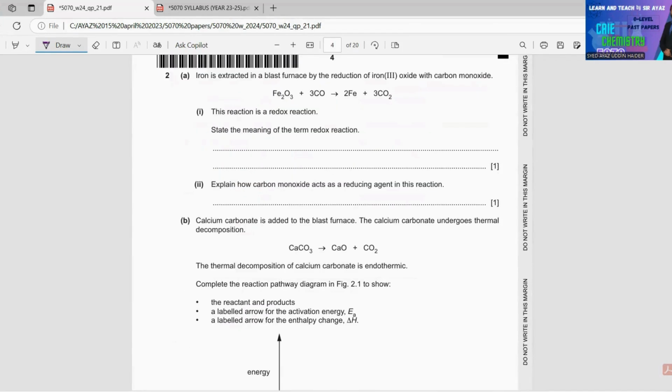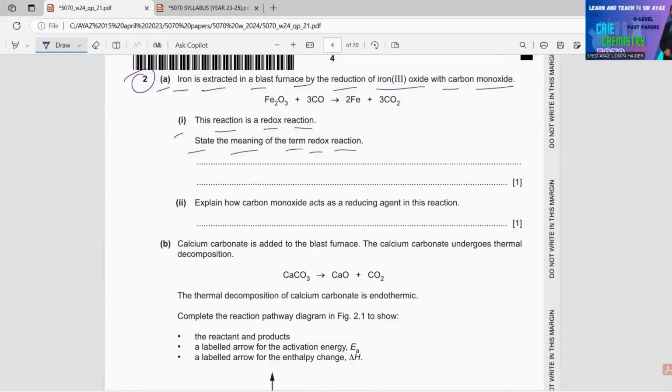Moving to the next question, which is question number 2, part A. Iron is extracted in a blast furnace by the reduction of iron(III) oxide with carbon monoxide. Here's the reaction equation: Fe2O3 plus 3CO gives 2Fe plus 3CO2. 1. This reaction is a redox reaction. State the meaning of the term redox reaction. Redox reactions are those reactions in which oxidation and reduction take place at the same time, or occur simultaneously.